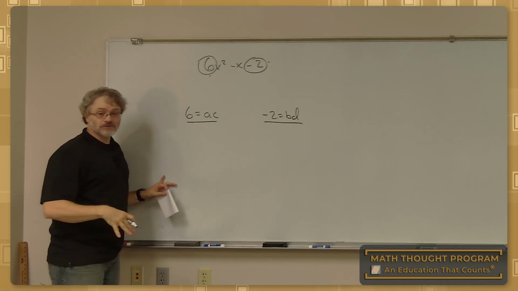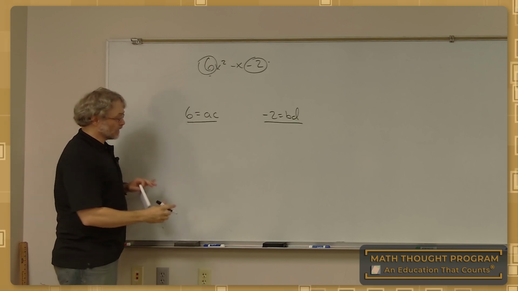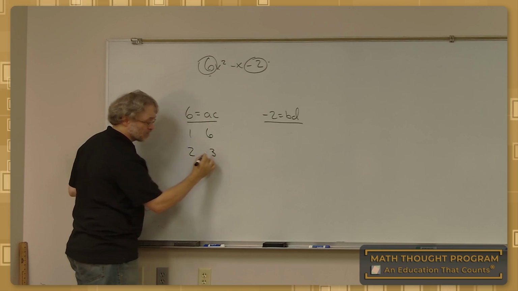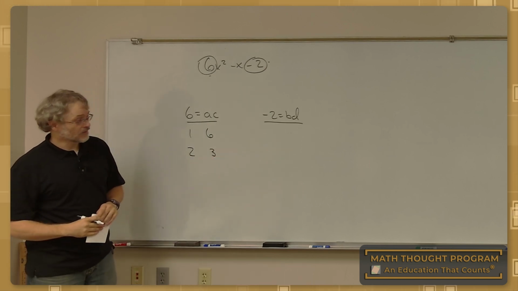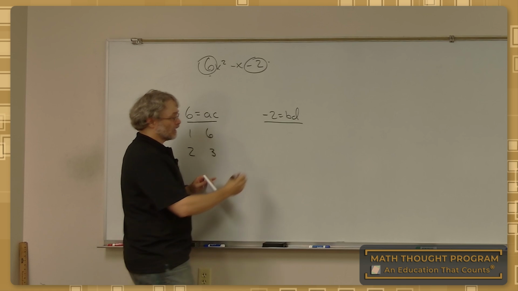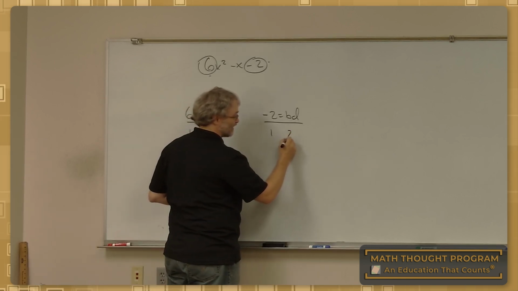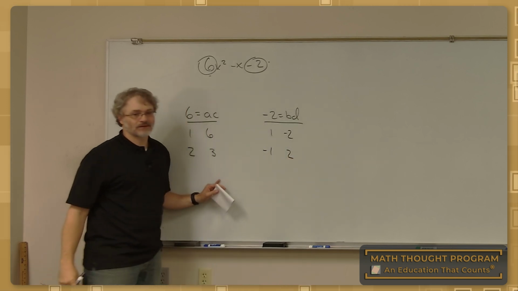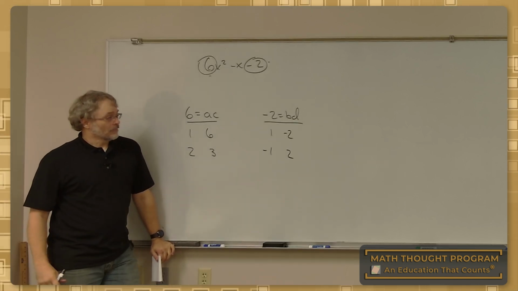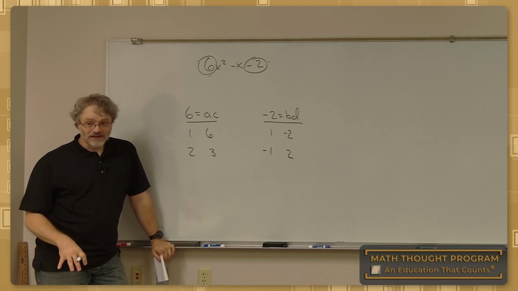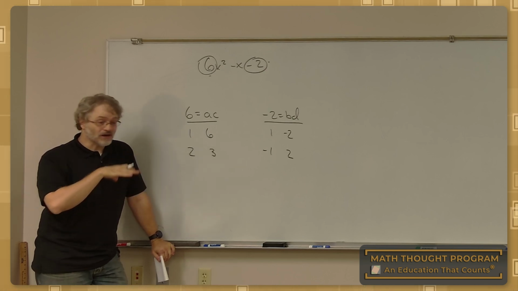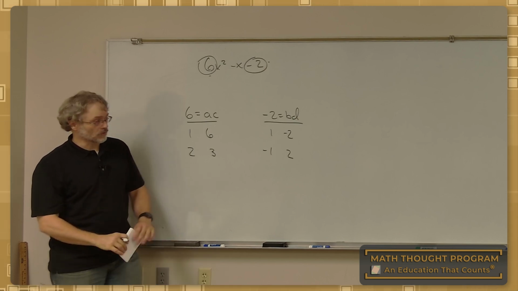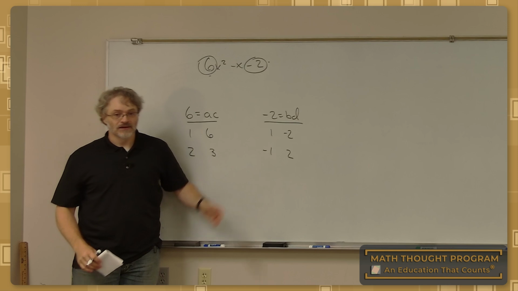So all the factors which I can make with 6, I can say 1 and 6. I can say 2 and 3, and that's about it. For -2, I can do 1 and a negative 2. I can do negative 1, and I can do a 2. Okay, so if this factors, it is going to be one of these combinations up here with a 1 and 6, 2 and 3, or these values.